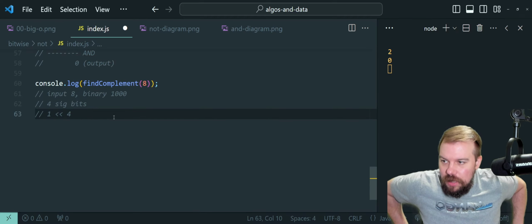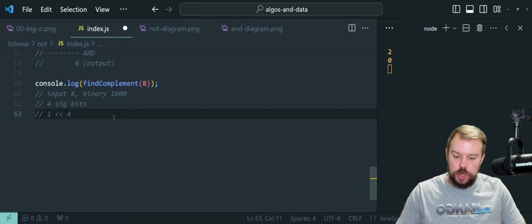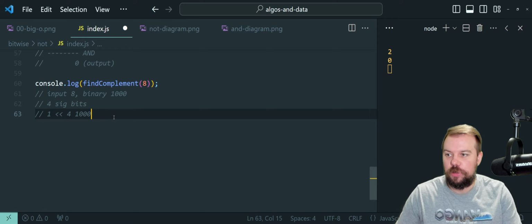But let's go back down to here. We have 4 significant bits. We do a 1 shift 4. So we're going to do 1, 1, 2, 3, 4 as our mask. That is our mask.